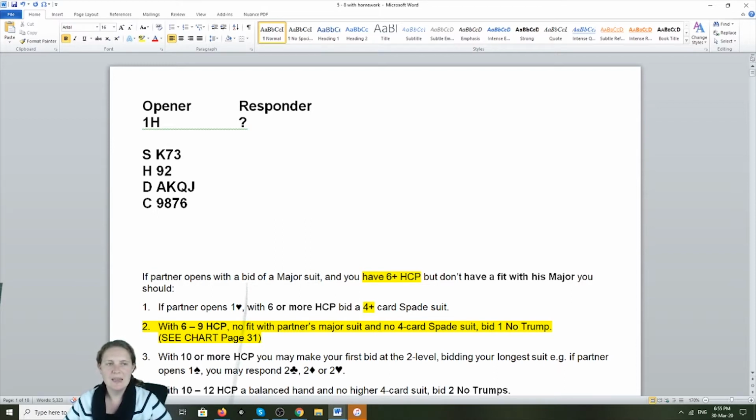But what you should technically be doing is calling 4-card suits up the line. You might have heard of that before, up the line. What up the line means is, from the bid that we're at, 1 heart, what happens next? The next bid up the line, or the next available bid, would be 1 spade. The next bid after that would be 2 clubs.